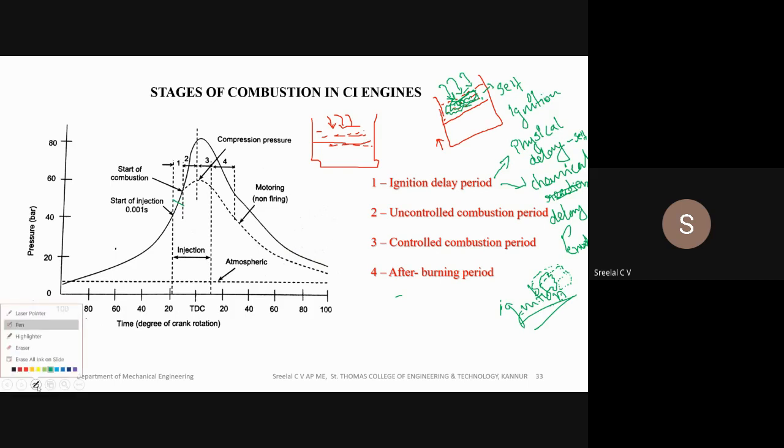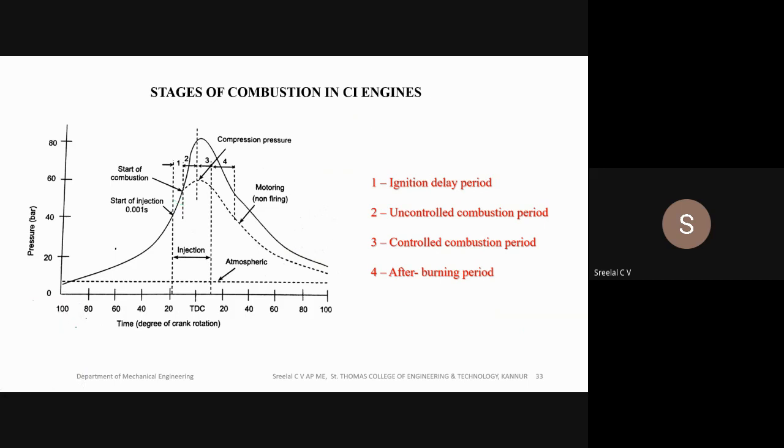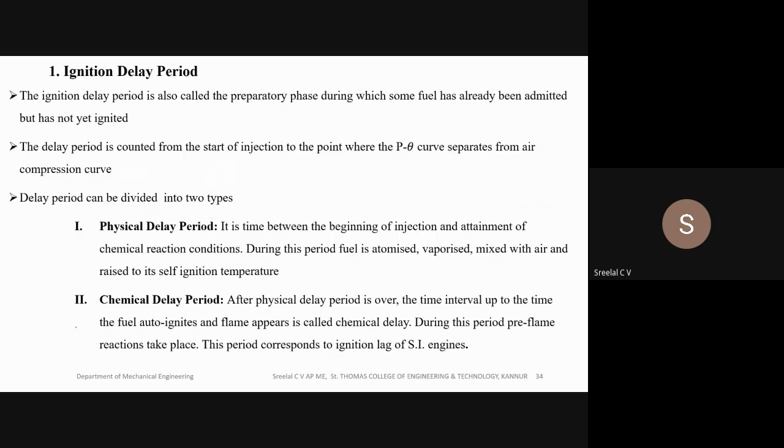Okay, understood? Yes, sir. Okay, so we discussed this. The ignition delay is divided into two. The first one is the physical delay. This is the time between the beginning of the injection and attainment of chemical reaction condition, that is, until the particular self ignition temperature is reached. During this period the fuel is atomized and vaporized, mixed with the air and raised to its self ignition temperature.